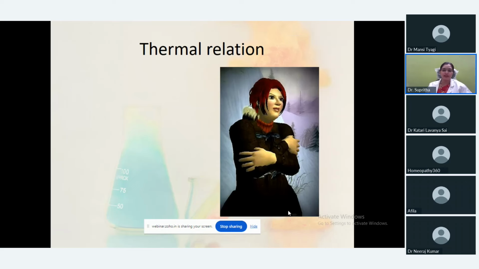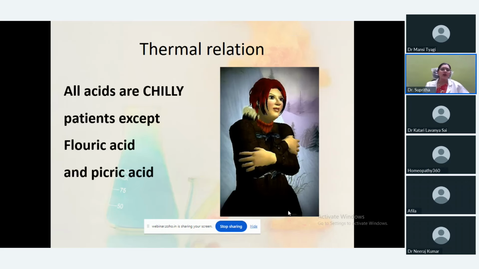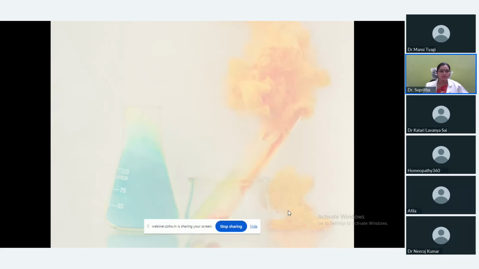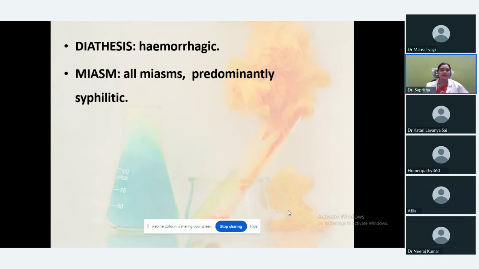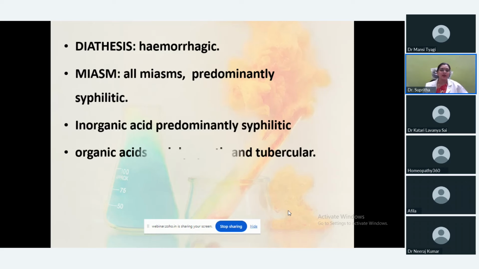Coming to the thermal relationship. All the acids are chilly except fluoric acid and picric acid. So picric acid and fluoric acid are hot remedies. They are aggravated by heat. Diathesis is hemorrhagic diathesis. Miasm, all the miasms are present. Predominantly it is syphilitic miasm. Inorganic acids are predominantly syphilitic. Organic acids, mainly they are psoric and tubercular.